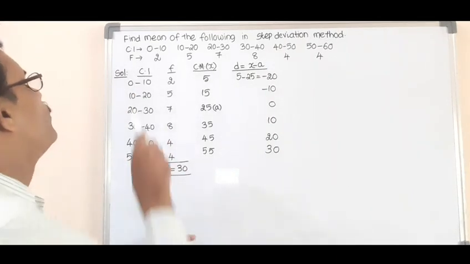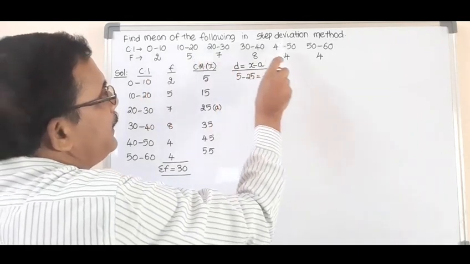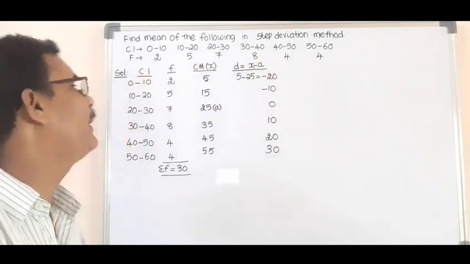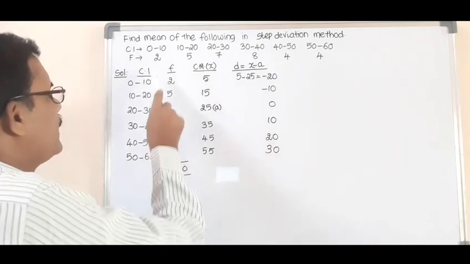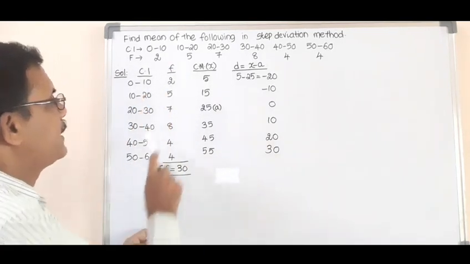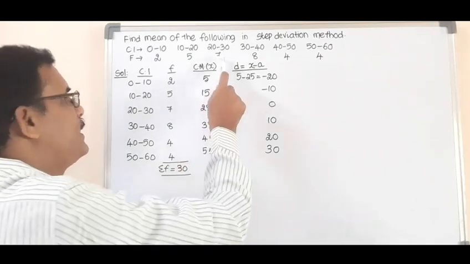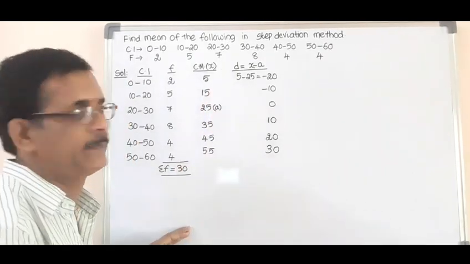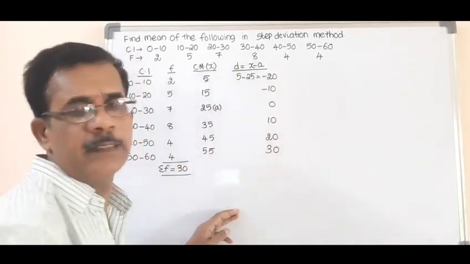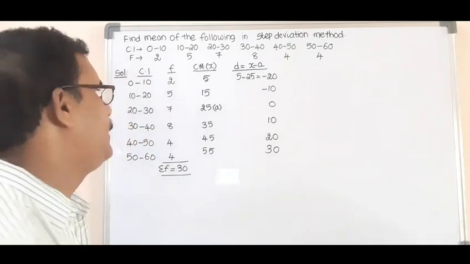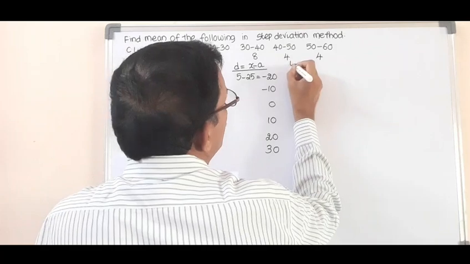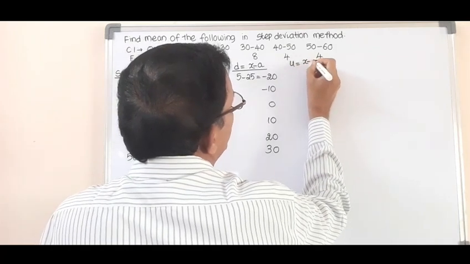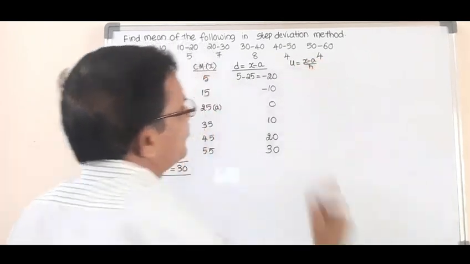Next problem. Find the mean of the following using the step deviation method. Class intervals and frequencies are given. So in the first column we take class intervals, second column frequency, third column class marks, fourth column D, that is x minus A values. Now in the fifth column we will take U, that is equal to (x minus A) by H.